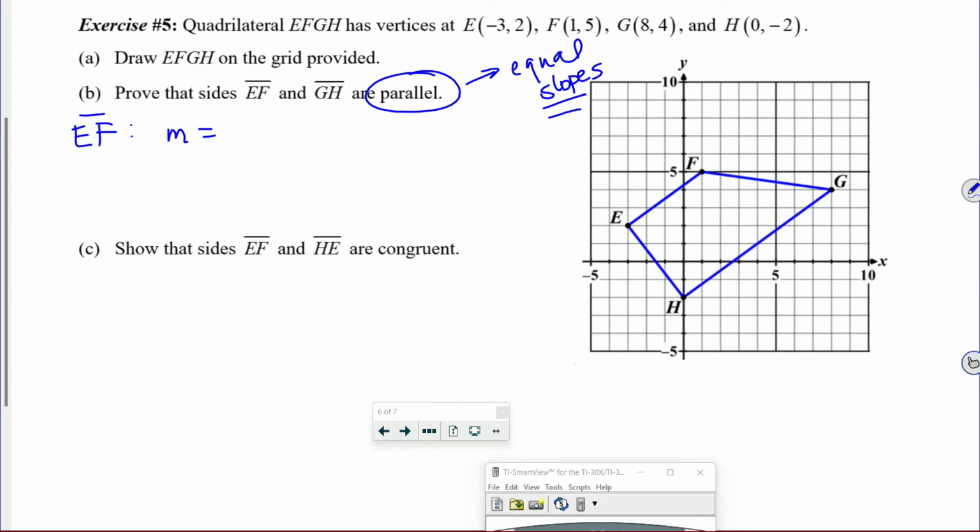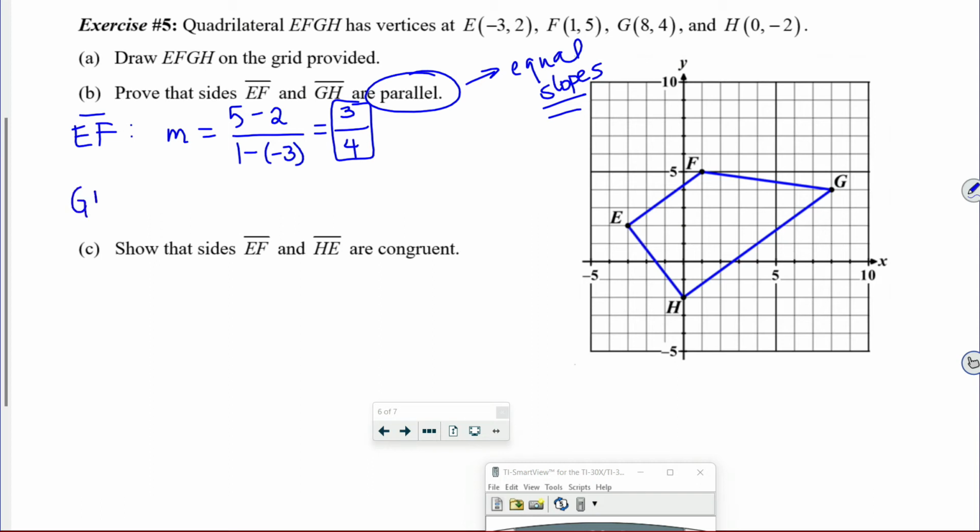All right, so what do I have? I have the change in y, which is 5 minus 2, divided by the change in x, which is 1 minus negative 3. 5 minus 2 is 3, and 1 minus negative 3 is 4, and I can't do anything with that. EF has a slope of 3/4.